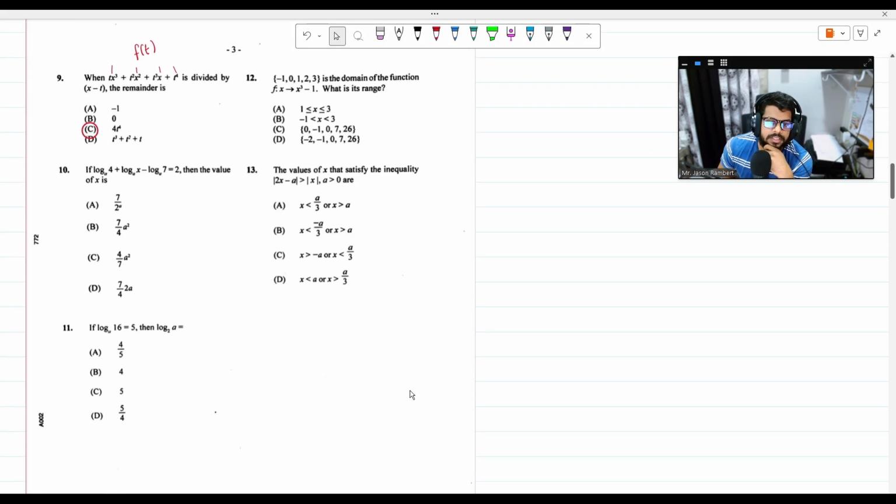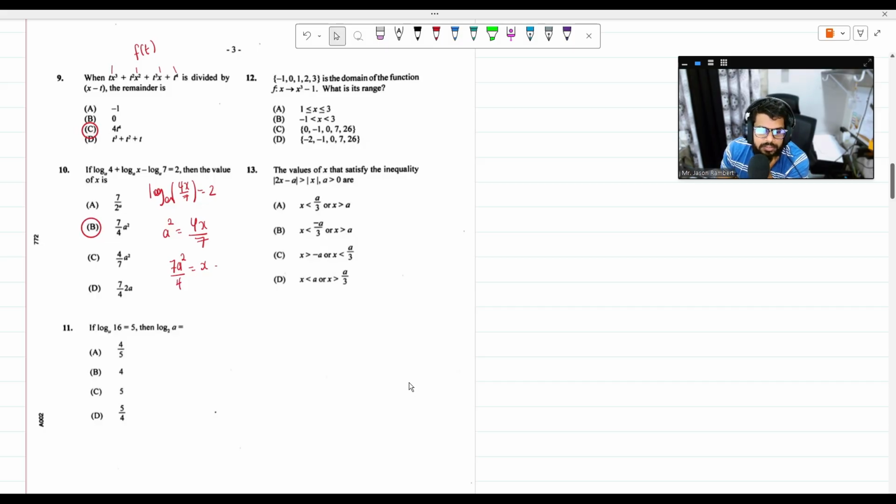Log 4 to base a plus log x to base a minus log 7 to base a is 2. Let me use the laws of logs. We're going to get log 4x over 7 to base a is equal to 2. So a squared is equal to 4x over 7. And we want to get x. 7a squared over 4 is equal to x. So 7 over 4 a squared is equal to x.